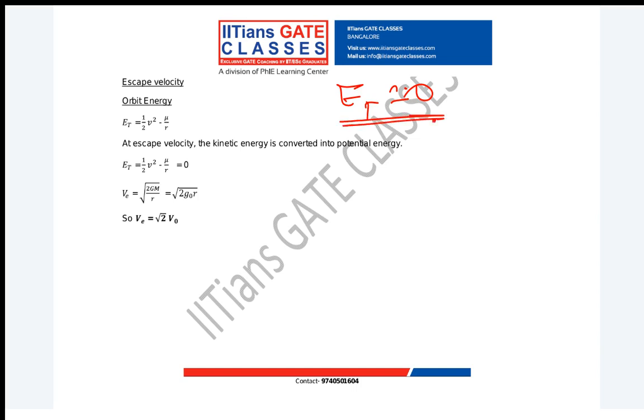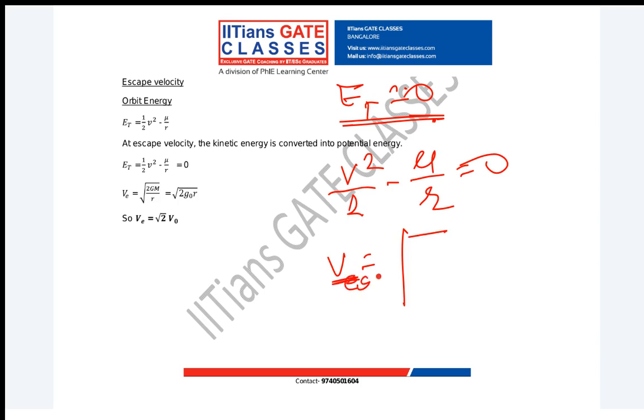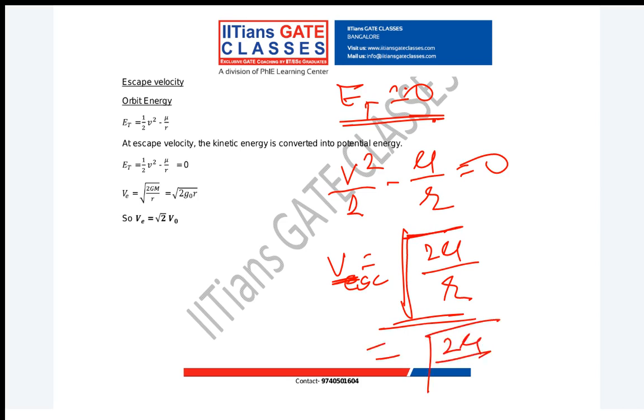So when ET becomes zero, what is ET? It is V square by 2 minus mu by R, and this becomes zero. So from here, V escape is under root 2 mu by R. Now, if any particle is escaping from Earth's surface, this is the formula: under root 2 mu by R.